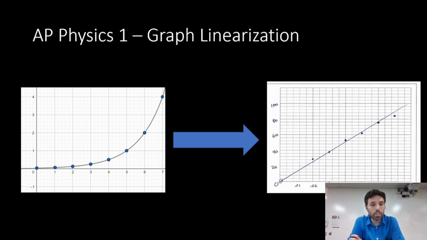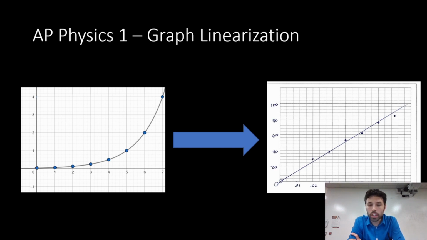Graph linearization is an important process in AP Physics 1 where we take a curved graph of any kind, and we can manipulate the data in such a way that we turn it into a straight line graph. This is useful because then we can find the slope, and the slope can tell us some very useful and important information.